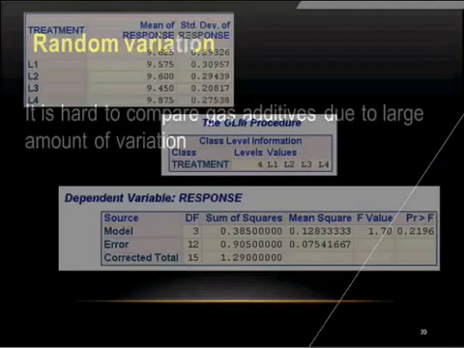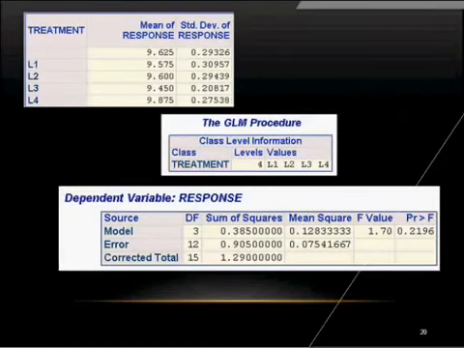So we can also view the rest of the results. We can view the mean response for each of the treatment levels. Although the treatment at level 4 has the highest mean, the test does not show the model is significant. The p-value is much higher than alpha, which is 5%. Therefore, we fail to reject the null hypothesis, and we don't have enough evidence to conclude that at least one of the treatments is different.